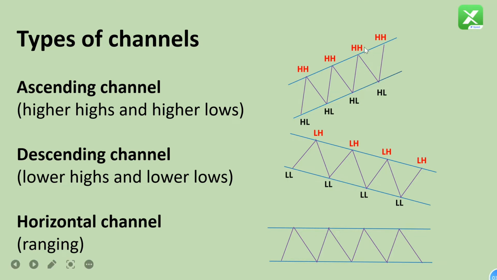Ascending channel, also called bullish channel. It shows higher highs and higher lows. The second type is descending channel. We also call it bearish channel. It shows lower highs and lower lows. And the third type is horizontal channel, which means the price is moving in a ranging market.